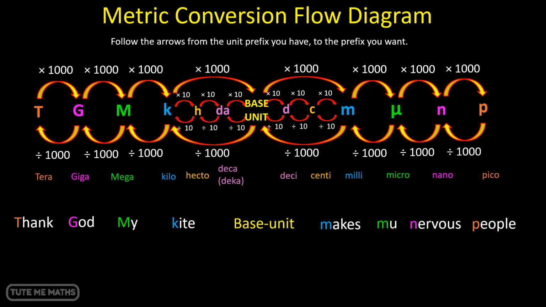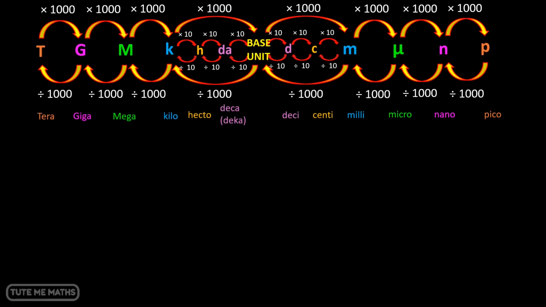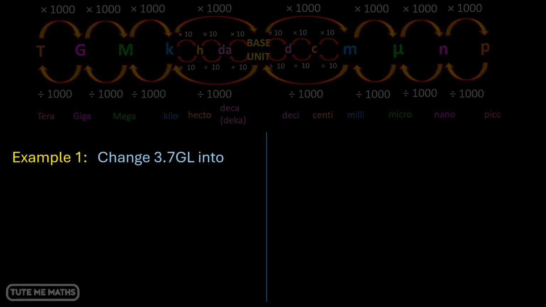Now for some examples converting between prefixes. We are not changing the actual value of the measurement. 2 kilometres and 2,000 metres, for example, are exactly the same distance. In part A of example 1, we are asked to change from gigalitres to megalitres. Looking at the flow diagram, we can see that to go from gigalitres to megalitres, we multiply by 1,000.